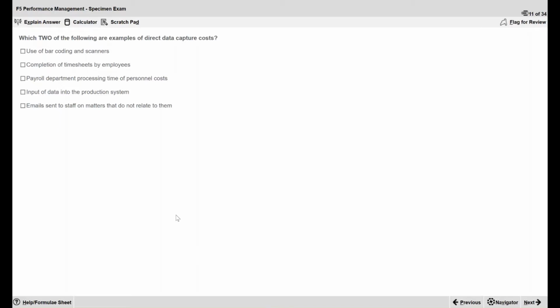So remember, one thing here would be the use of barcode scanners, and they said two things: completion of timesheets by employees. So when employees prepare timesheets, that would be another example out of these options given, an example of direct data capture.